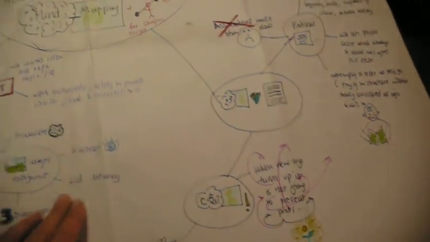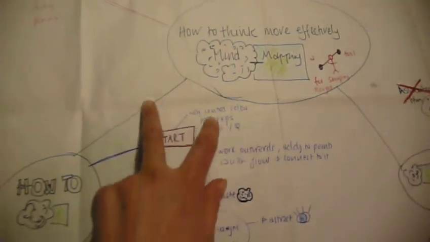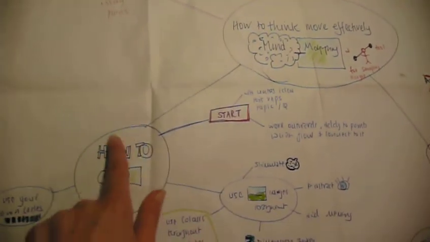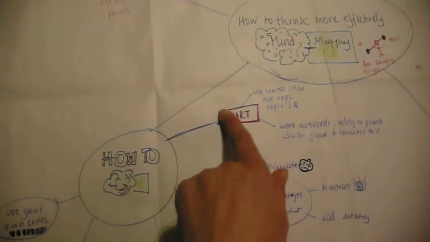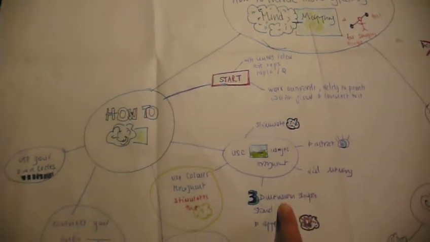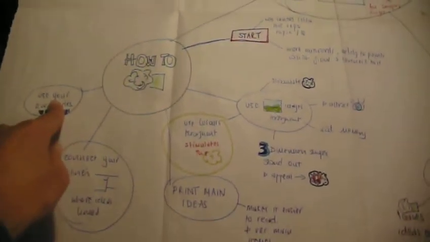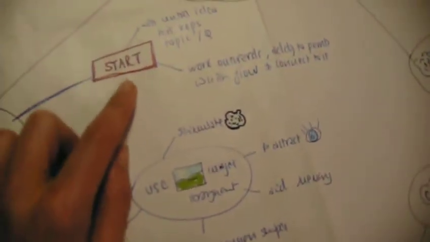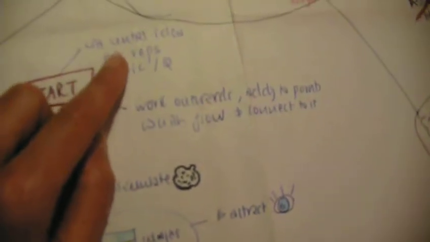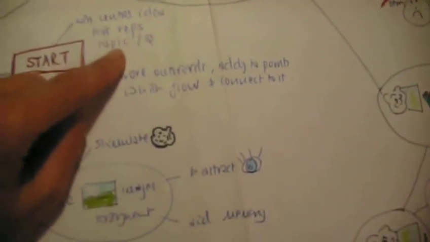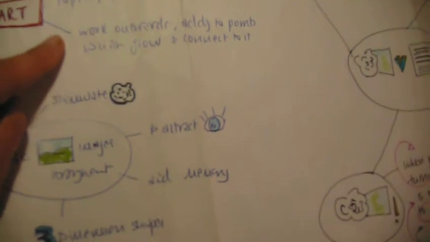Now I'm going to go on to how to mind map. As you can see, this is the major theme, how to mind map, and then again reading the mind map clockwise, I have a series of points that I need to tell you about. So this is where you start with a mind map, as I've said, with the central image, and this represents the topic or the question. You work outwards, adding points which flow and connect to it. So as you saw, I worked outwards.